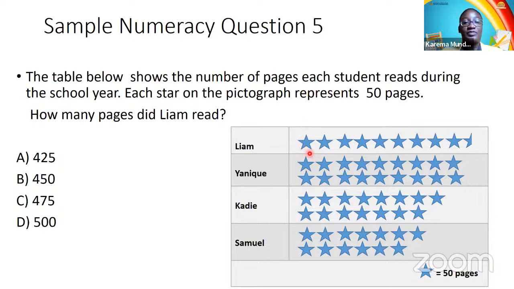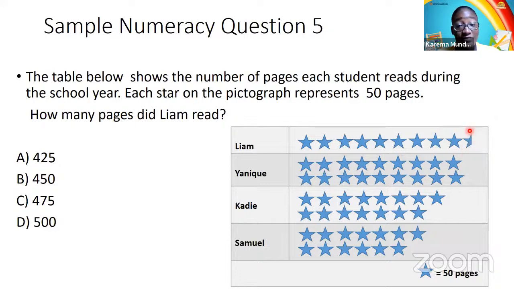This is 50, 50 and another 50. That's 100. 100 plus 50, 150 plus 50, 200 plus 50, 250 plus another 50. That's 300 plus another 50, 350 plus another 50. That's 400. And another 50 is 450. But hello, what's happening to this star here?